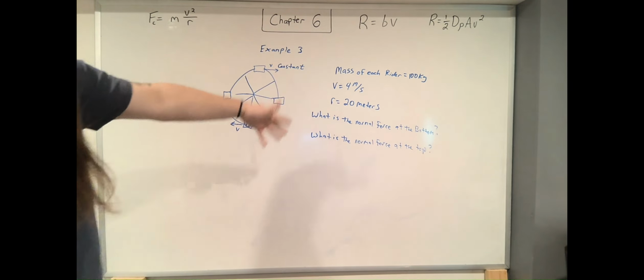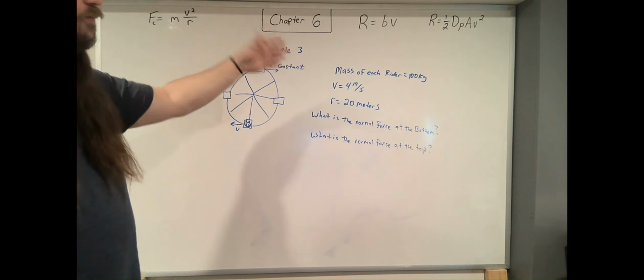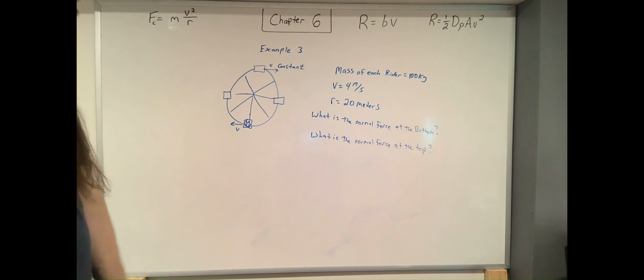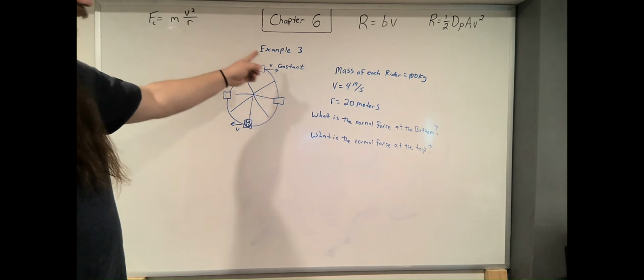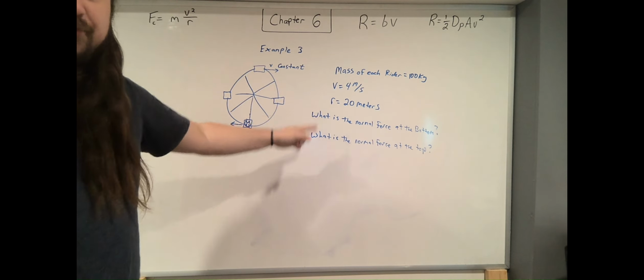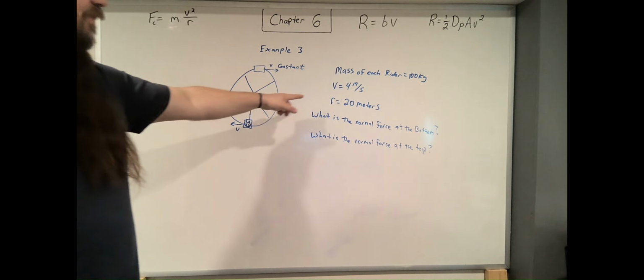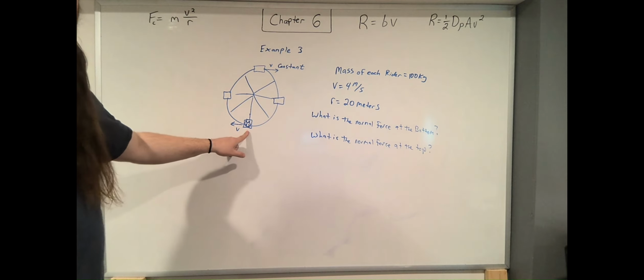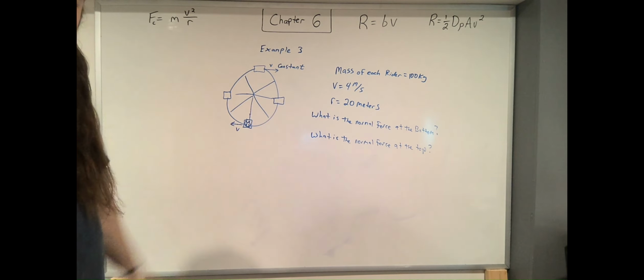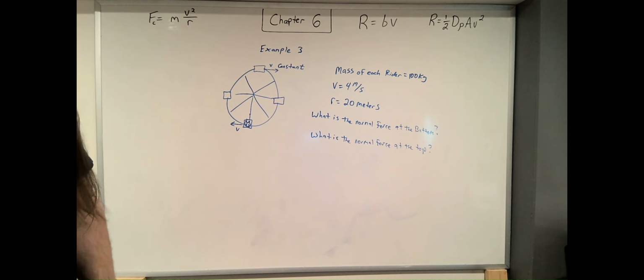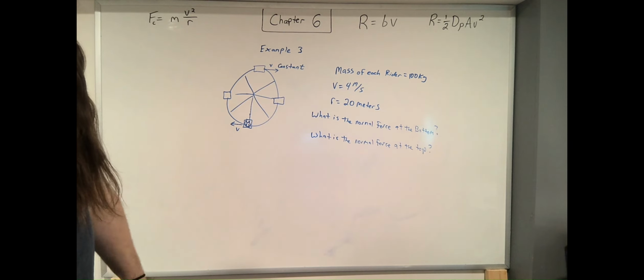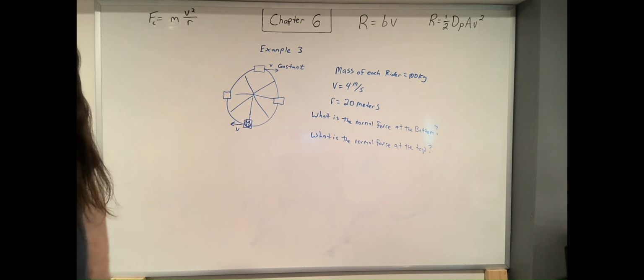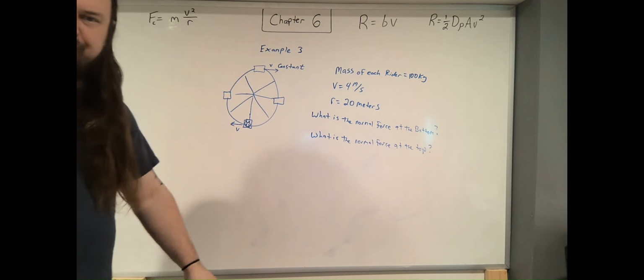The mass of each of the riders, cart, critters, people, whatever, is 100 kilograms. The Ferris wheel spins with a constant velocity of 4 meters per second, and the radius of the Ferris wheel is 20 meters. So this one has two questions. It asks, what is the normal force at the bottom? So when the cat here is at the bottom, what is the normal force that is being applied upward to keep the Ferris wheel cart and passengers and everything seated? And then what is the normal force at the top? Okay.